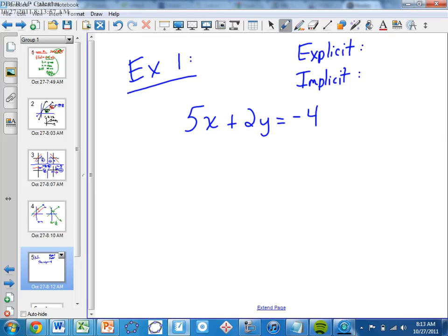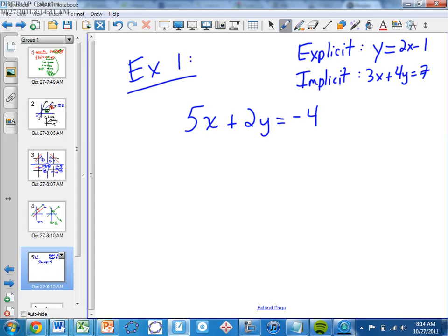Explicit means the function is solved for y. So an explicit equation looks like something like this: y equals 2x minus 1. Whereas an implicit equation, an example of that would be 3x plus 4y equals 7. Pretty much the second equation just is not solved for y. So implicit, it is not solved for y. Explicit, it is explicitly solved for y. You can see what y is. But again, implicit, it is not solved for y.